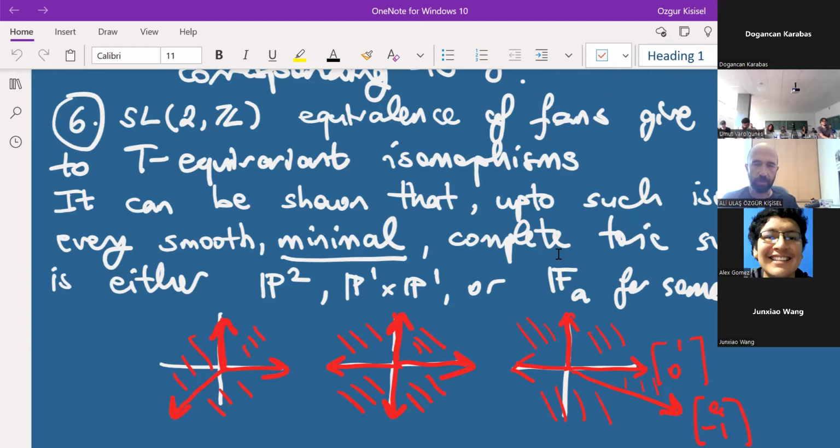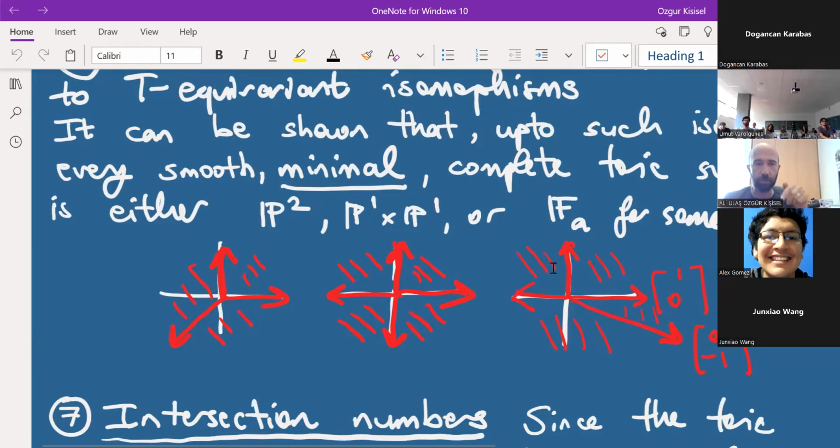Then it turns out that it's actually an easy proof that every smooth minimal complete toric surface is one of the surfaces below. It's either P2, that's the leftmost picture, P1 cross P1, or here's a surface F_a for some a greater than or equal to 2. The reason for not including 1, I suppose, is that it has a -1 curve.